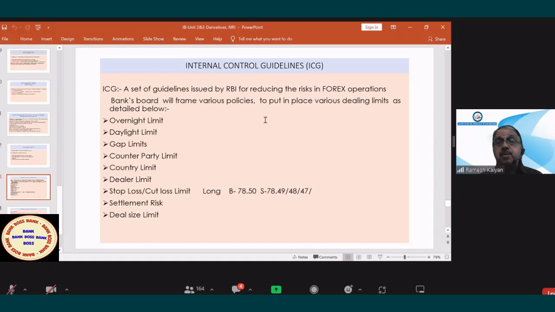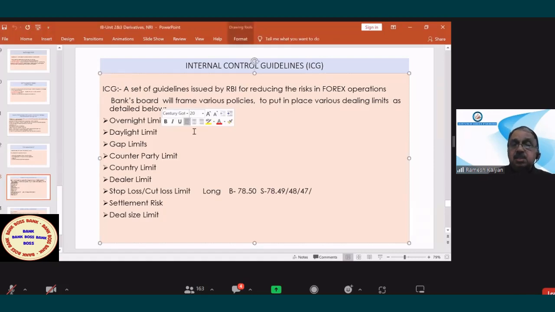The policies are framed by the board of directors of the bank. Anything connected with risk management, the bank's board of directors are responsible. Then overnight limit. For what purpose is the overnight limit set? Maximum that can be kept in open position during closure hours: Friday evening, Saturday and Sunday. Whatever open position in each currency a bank is holding, it should be well within the overnight limit fixed by the bank's board of directors. It is for mitigating exchange risk.